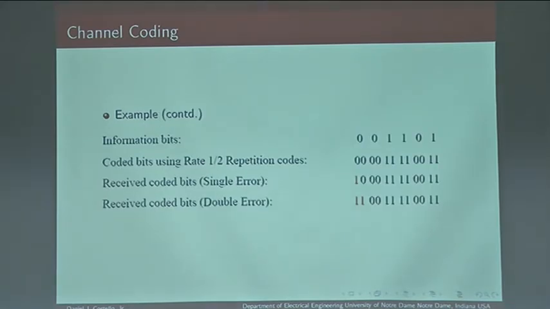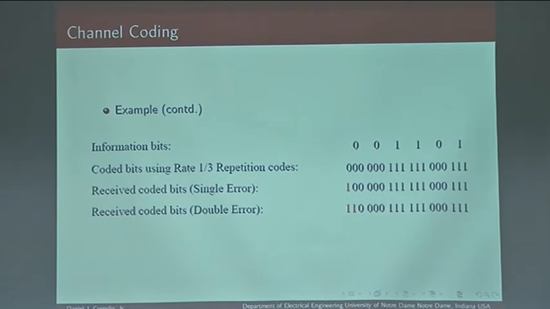So this would just be an example of coding with a rate 1/2 repetition code, and maybe this was received where this 0 got changed to a 1. Call that a single error, or these two zeros got changed both to 1s. Or you could call that a double error. And here's a similar example, using a rate 1/3 repetition code. So this is the information sequence, the information bits, and these are the corresponding coded bits. And again, here we have a single error, and here we have a double error.